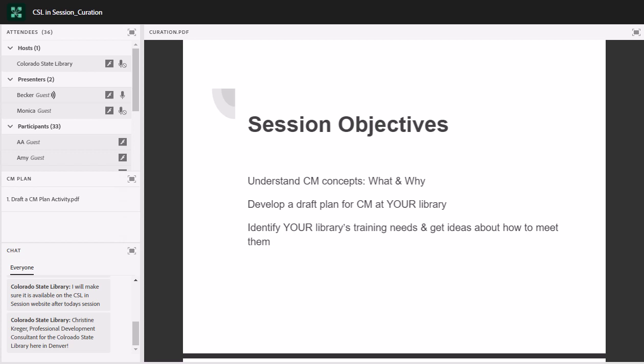So today we're going to be talking about understanding collection maintenance concepts. What is collection maintenance and why do we do it? We're going to have everybody start on developing a draft plan for collection maintenance at your library, whether you're starting from scratch or whether what you're doing isn't quite working as well as you want it to. Hopefully we can give you some ideas to get going again and get everybody on board, because that's really important too. And training is also a really important part of collection maintenance. So we want to help you identify your library's training needs and get some ideas on how to meet those needs.